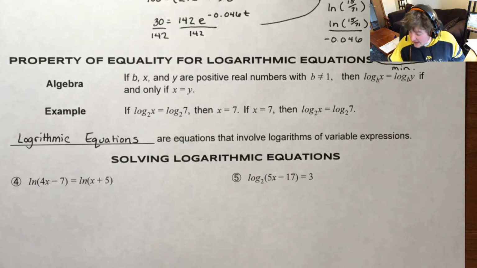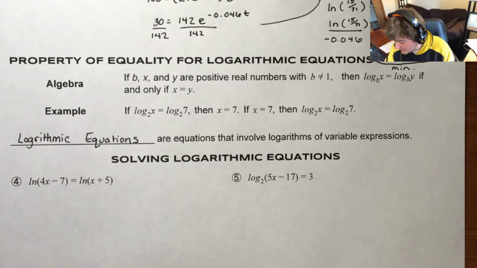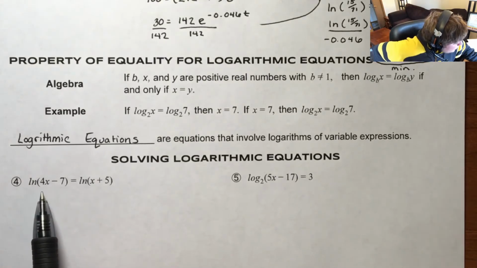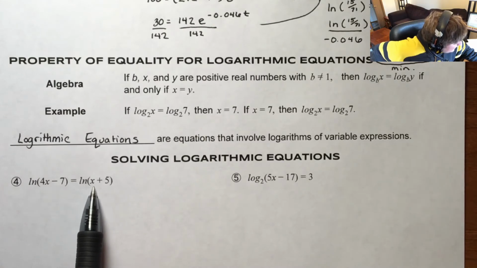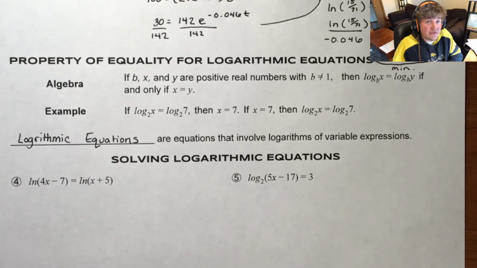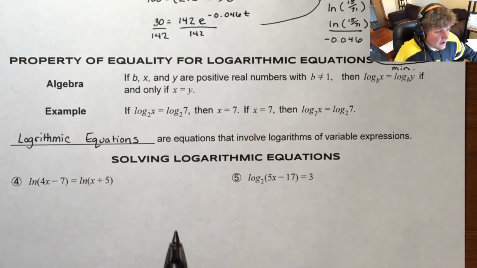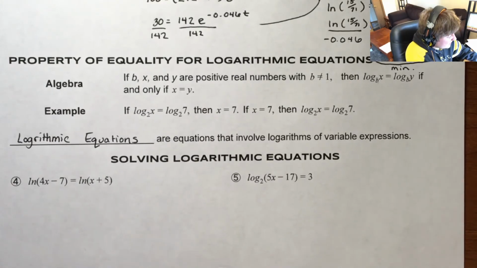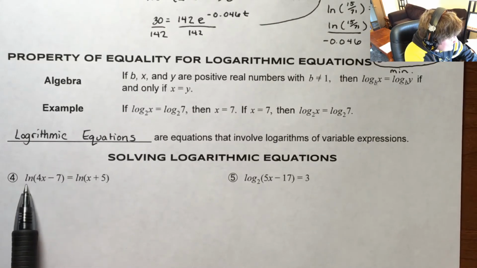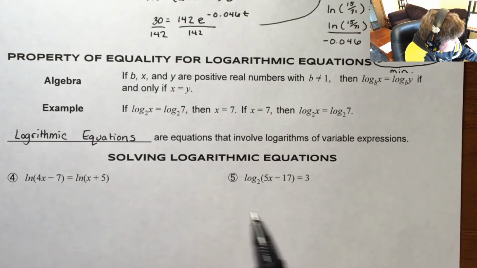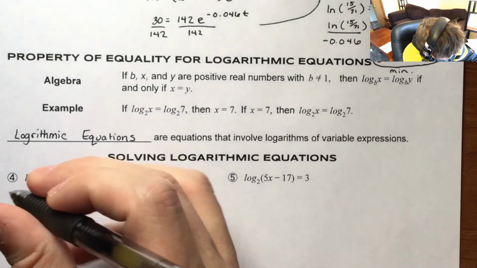As I am looking at these problems, I have the natural log of 4x minus 7 is equal to the natural log of x plus 5. You're often going to see parentheses around what's being taken to the natural log if it's an expression. Here you don't see parentheses around the x, though you could put them there. But I know that I'm taking the same base of the logarithm, base e, and they're both equal to each other, so that just means these inside parts have to be equal to each other.